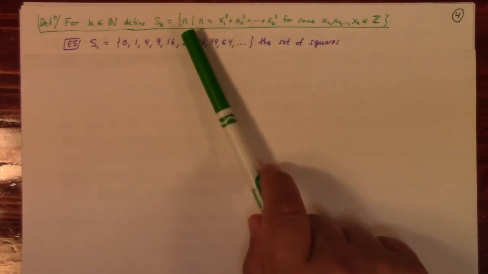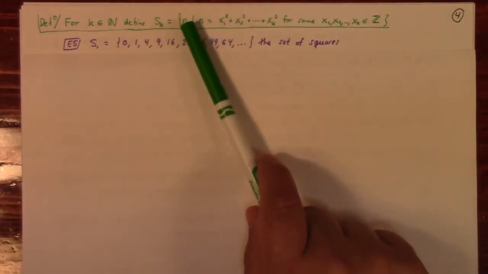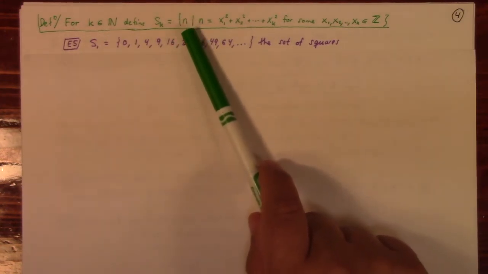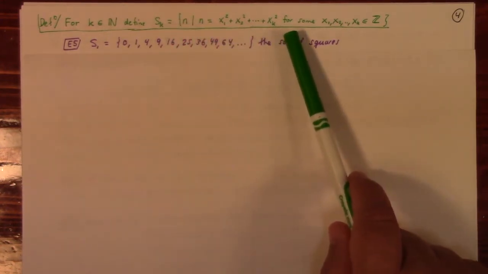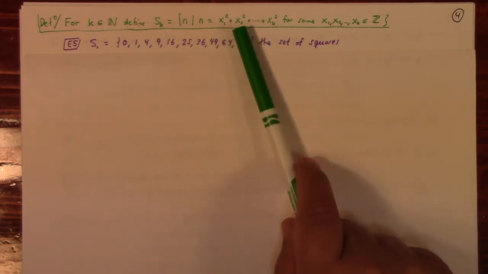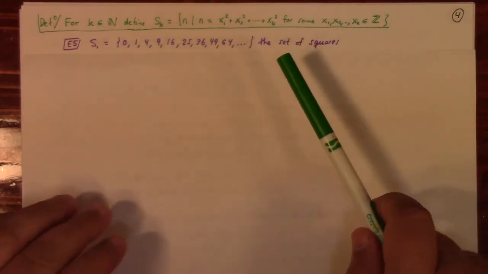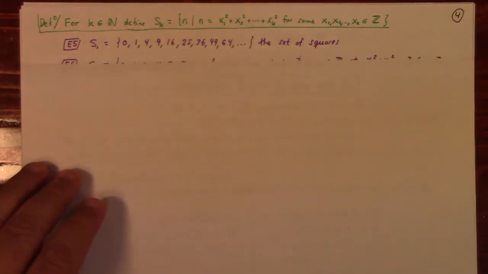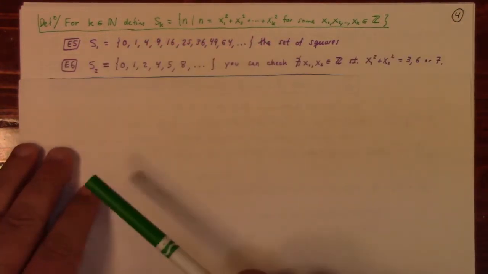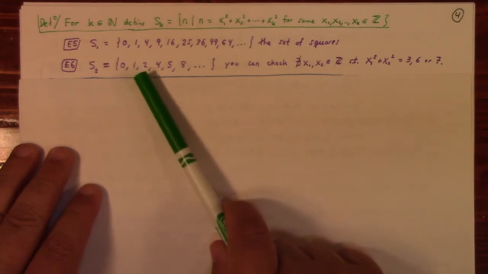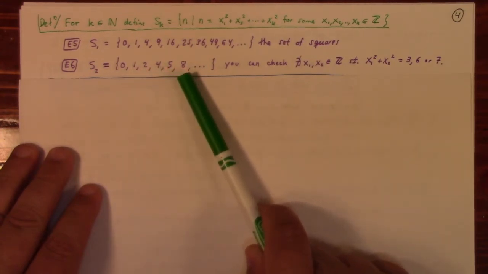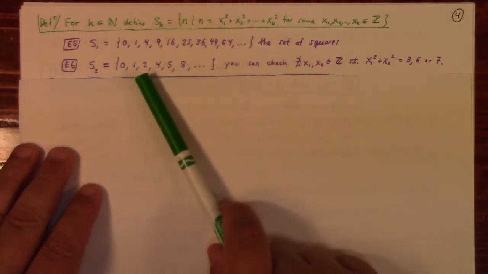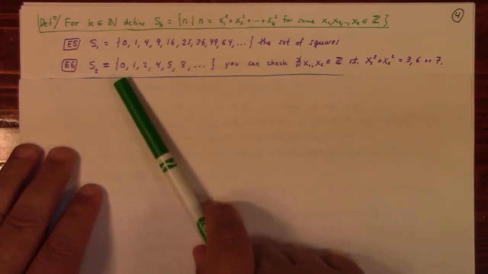So here, for k in the natural numbers, we define S sub k to be the set of numbers which are formed from the sum of k squares, where the numbers we're picking are integers. So for example, S1 would just be the set of squares, right? S2 would be 0, 1, 2, 4, 5, 8, and so forth. Zero's in there because 0 squared plus 0 squared is 0.